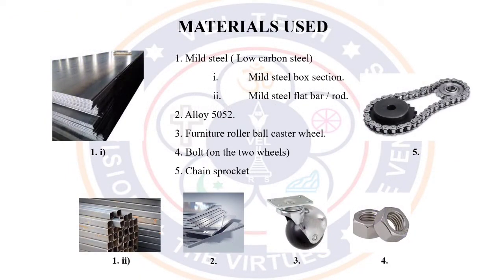Materials used. Materials used images are shown. 1. Mild steel, low carbon steel, mild steel box section, mild steel flat bar, rod. 2. Alloy 5052. 3. Furniture roller ball caster wheel. 4. Bolt, on the 2 wheels. 5. Chain sprocket.